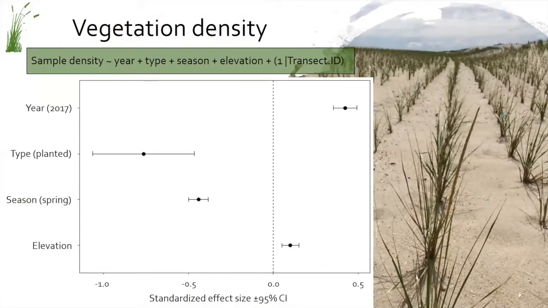So our top model in this case included year type, so that was whether it was planted or natural, season and elevation. And here we can see that there was lower vegetation densities in those planted dunes versus the natural overwash, which makes sense given that some of these planted areas can take 2 to 5 years to establish, whereas the natural sites already had the existing plant material and they were potentially responding positively to that burial. There's also, as we might expect, a lower density during the spring and a higher density in subsequent years.